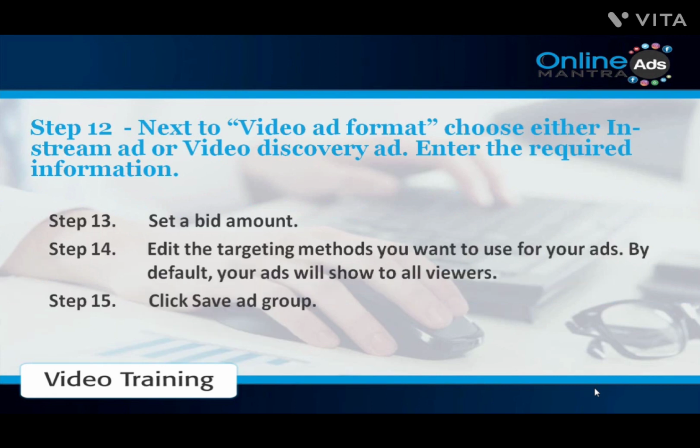Step 13. Set a bid amount. Step 14. Edit the targeting methods you want to use for your ads. By default, your ads will show to all viewers. Step 15. Click Save Ad Group.